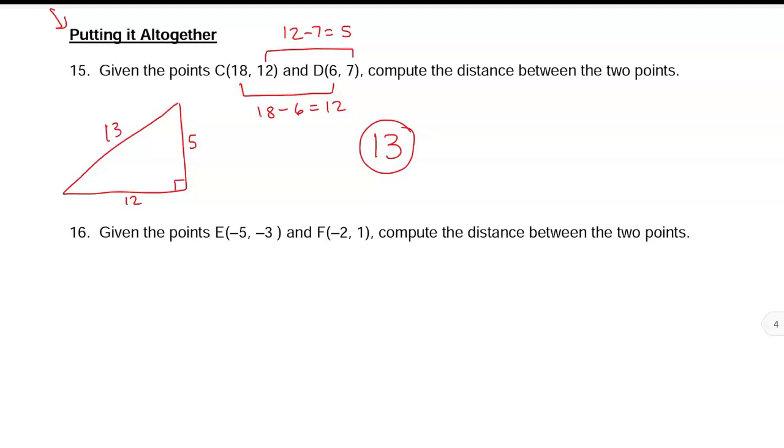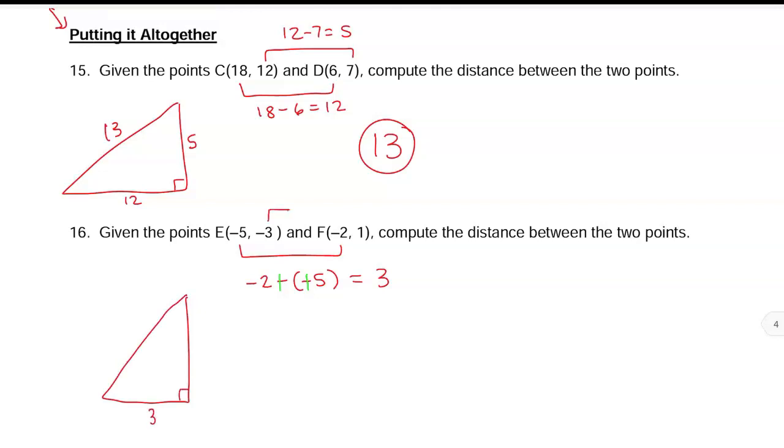Number 16, the horizontal distance is going to be found by taking -2 minus -5. So what is -2 plus 5? That would be +3. For a triangle, you have a horizontal distance of +3. Now let's go from -3 to +1. So I'm going to try 1 minus -3, which is 1 plus +3, or 4. So our vertical distance is 4. And I know you know the hypotenuse of this triangle. That would be a hypotenuse of 5.